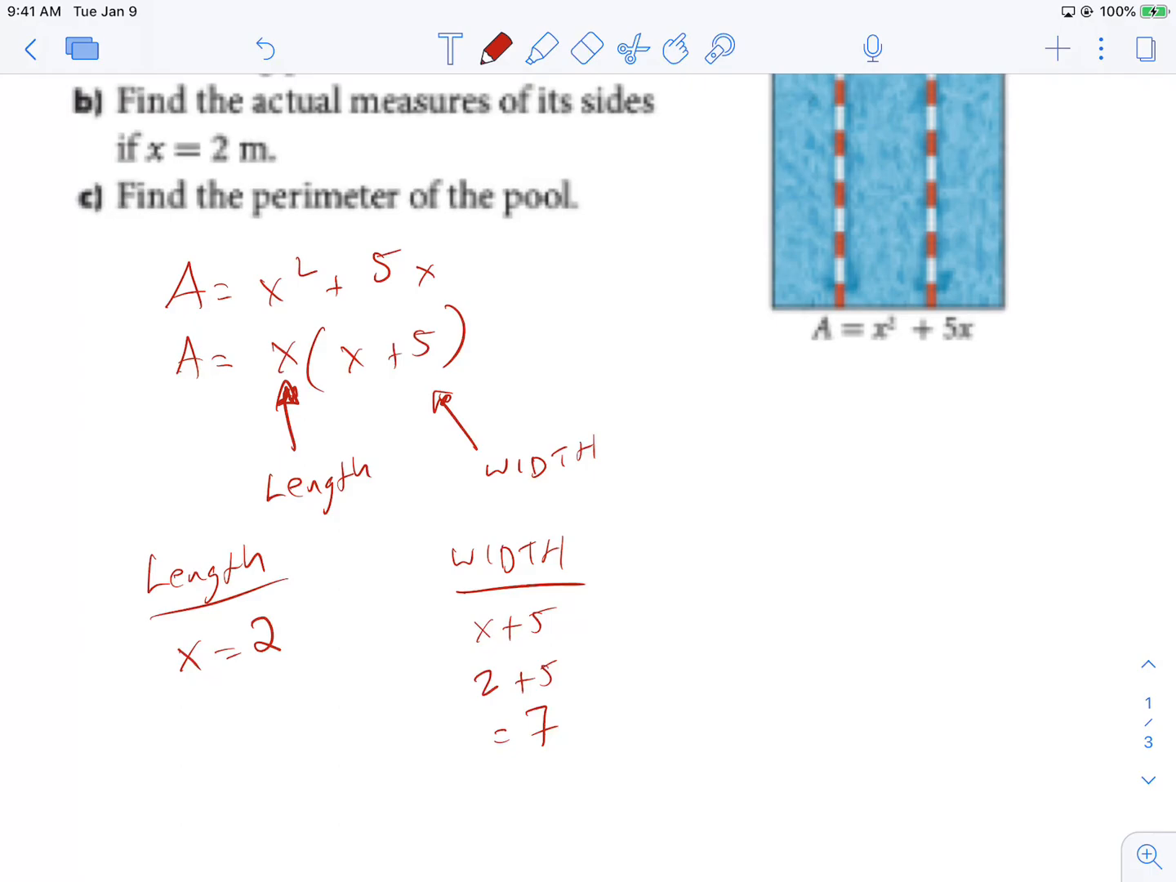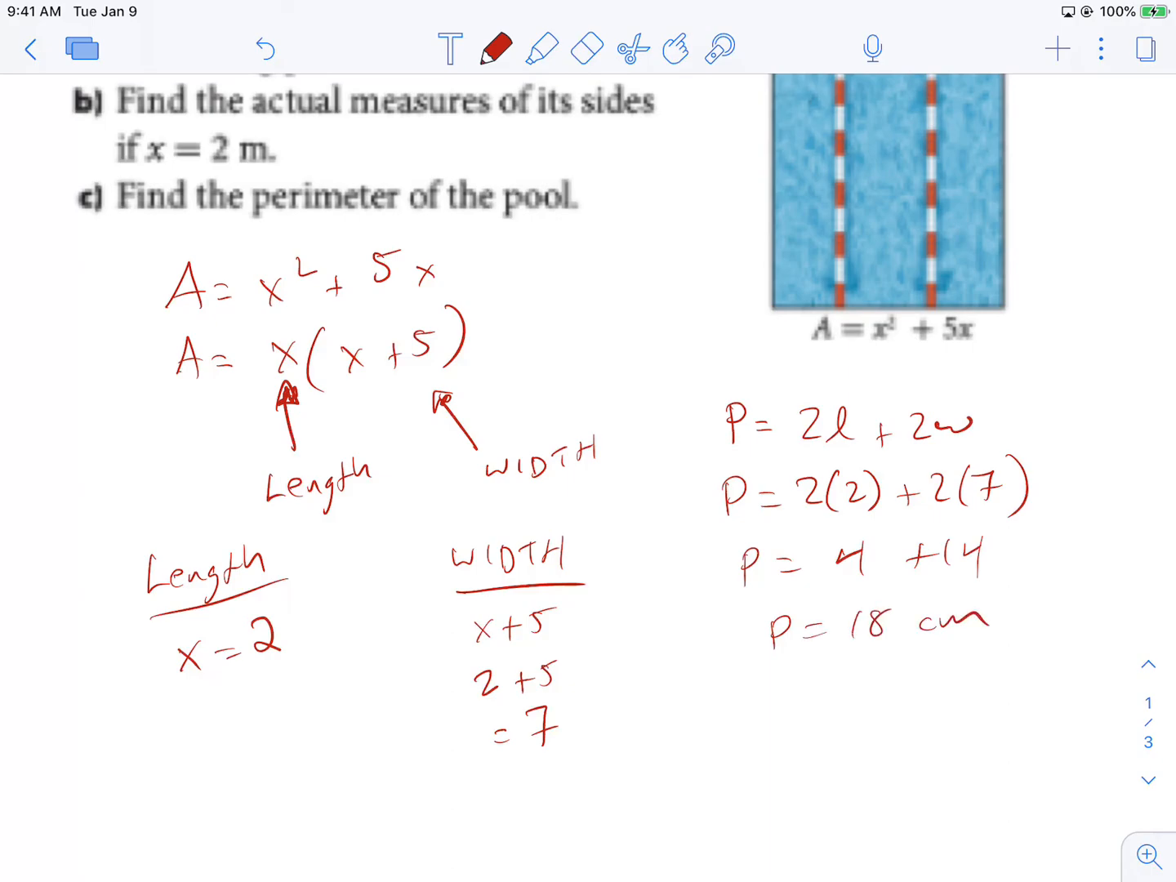So now, since we have those things, we can find the perimeter. And remember, perimeter of a rectangle is 2 times L plus 2 times W. So 2 times our length, which was 2, plus 2 times our width, which was 7. It's going to give me 4 plus 14, and I'm going to get a perimeter of 18 centimeters. Perfect.